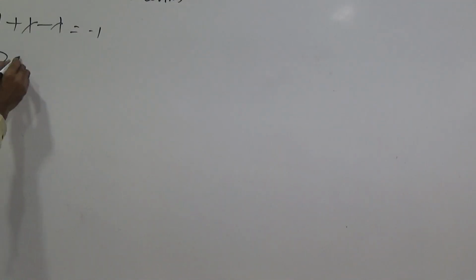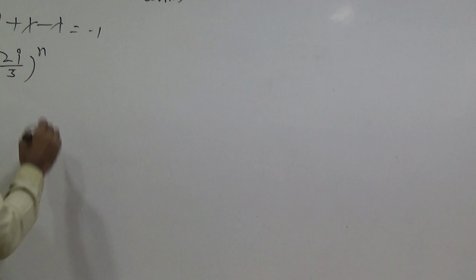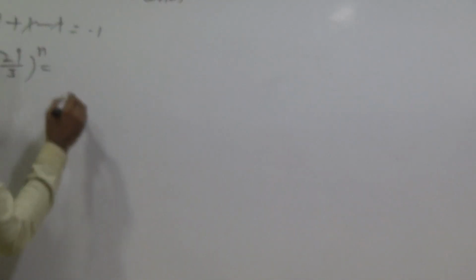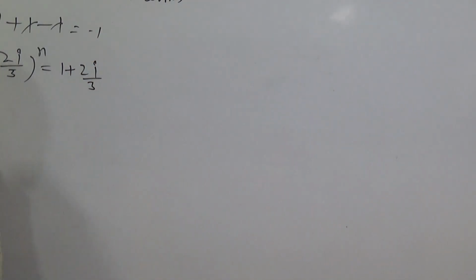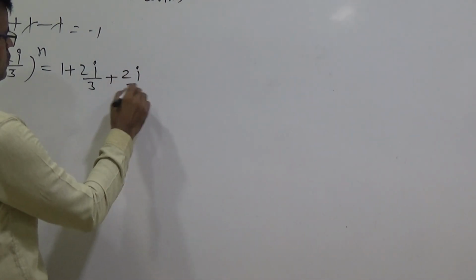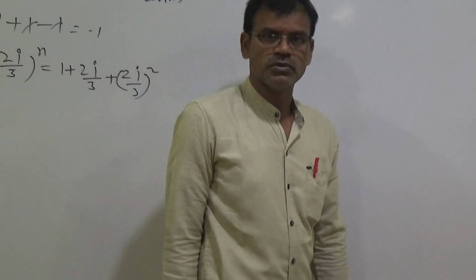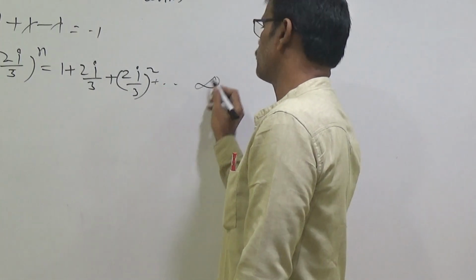Now second question, sigma n is equal to 0 to infinity of 2i by 3 whole power n. Substitute here 0 to infinity. So 2i by 3 whole power 0 becomes 1. You can write here 1 plus 2i by 3 plus 2i by 3 whole square plus so on until infinity.